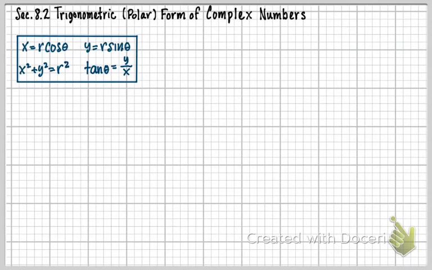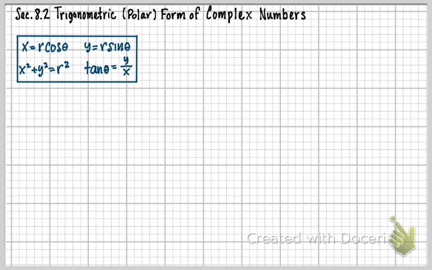Section 8.2, polar form of complex numbers. Here we're familiar with these equations in polar: x equals r cos theta, y equals r sine theta, x squared plus y squared equals r squared, and tan of theta equals y over x. We're going to use these ideas to talk about graphing complex numbers.